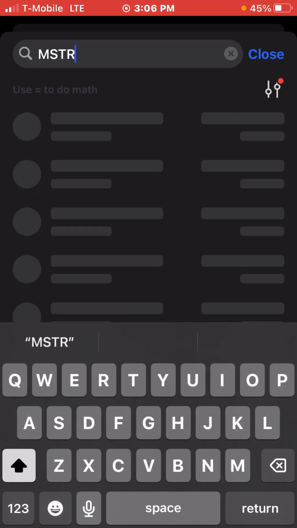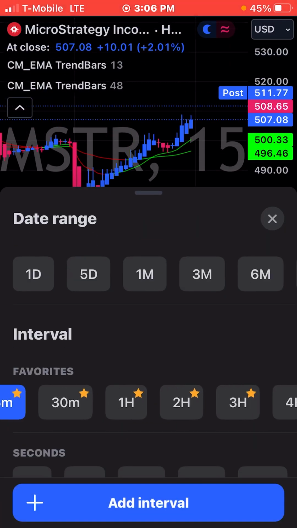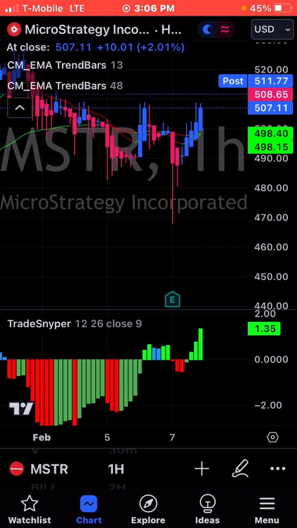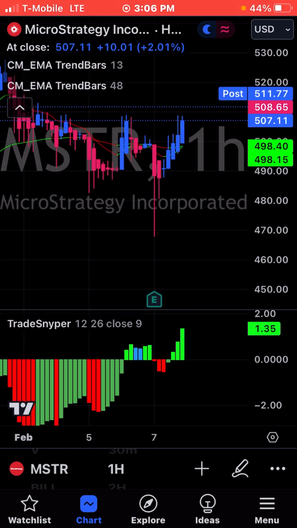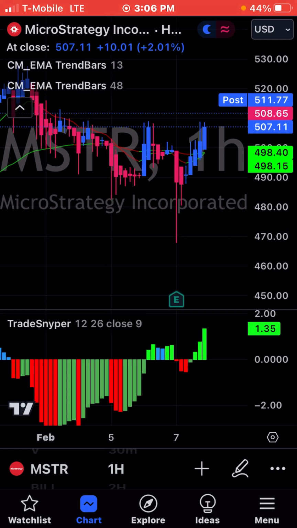Let's look at MicroStrategy. This was requested, so let's look at this first on the hour. Now MicroStrategy and a lot of the other stocks, the Bitcoin related stocks, they kind of move with Bitcoin. So whatever Bitcoin's doing, the crypto stocks will kind of behave in the same way. So if Bitcoin's going down, a lot of these stocks will go down. If Bitcoin's going down, mining stocks will go down, and same thing like that.